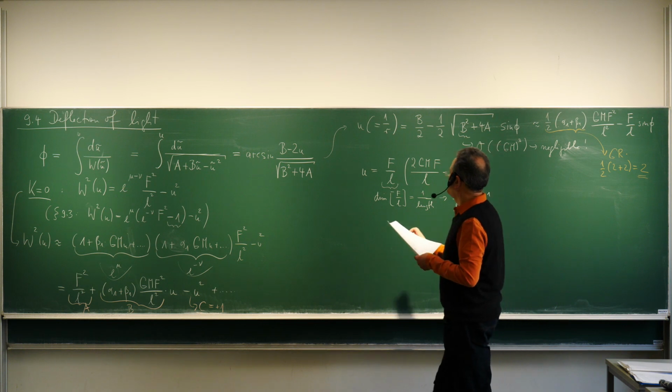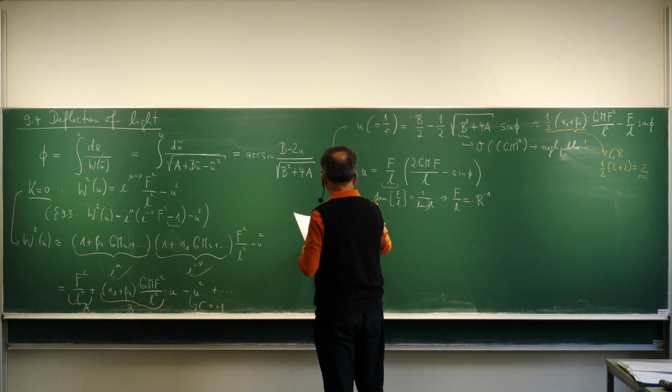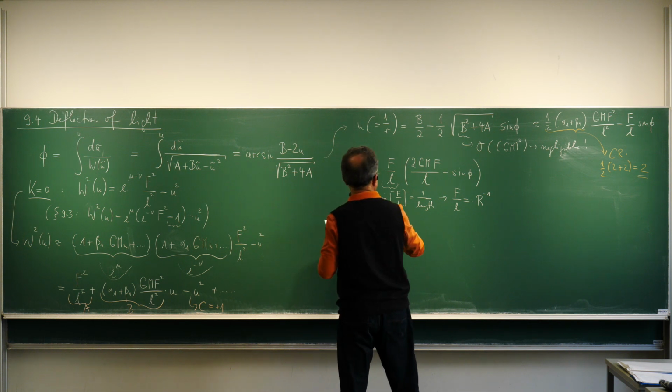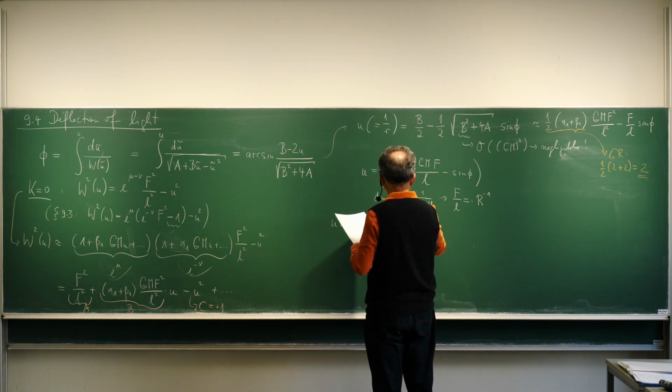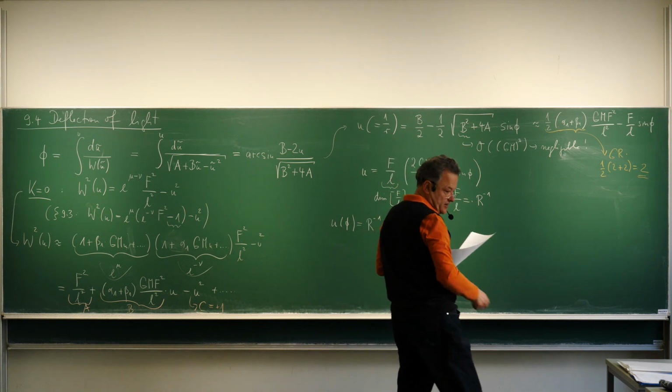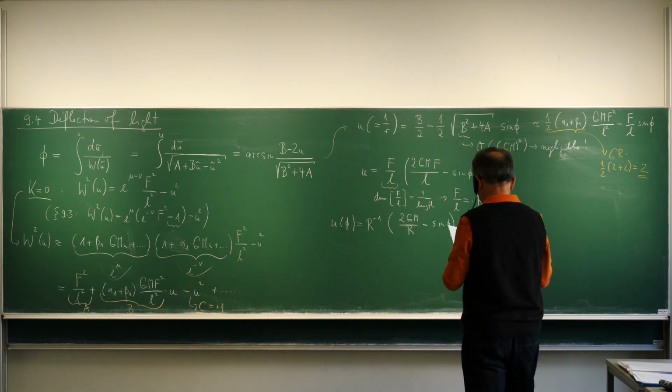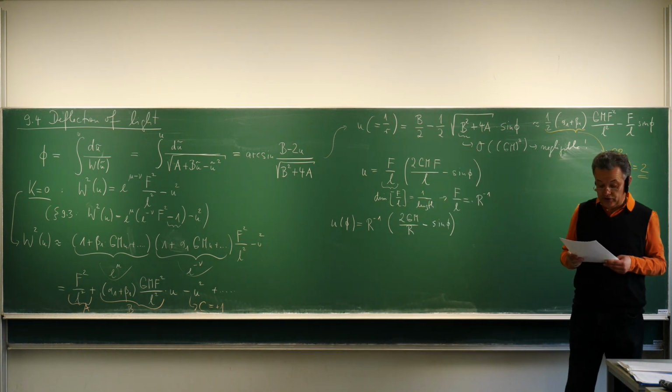So we have from here then that u of phi is R to the minus 1. So we have 2gm over r. And we have minus sine phi. Let me indicate this. So this is the expression we have to address.